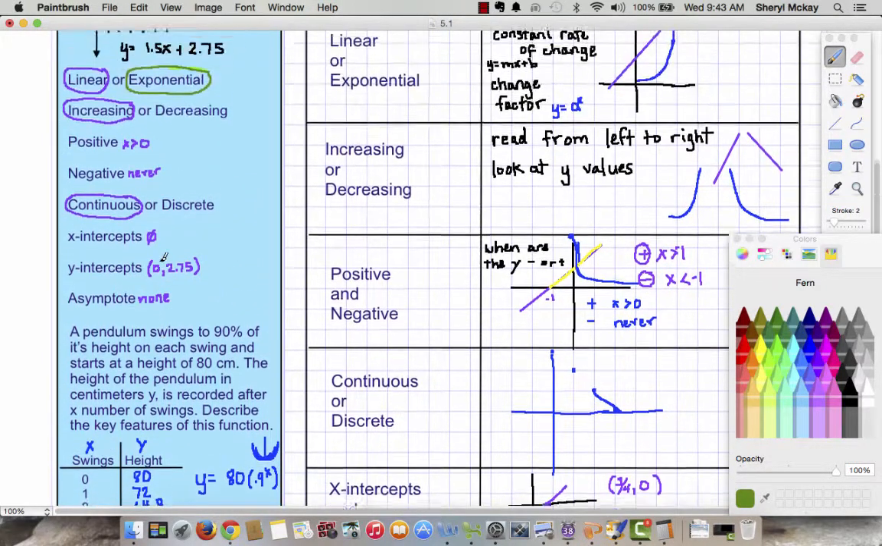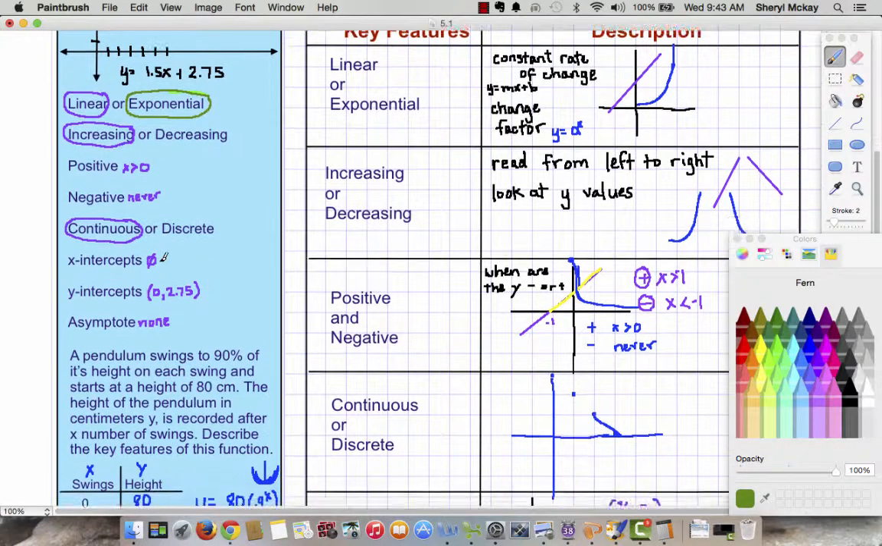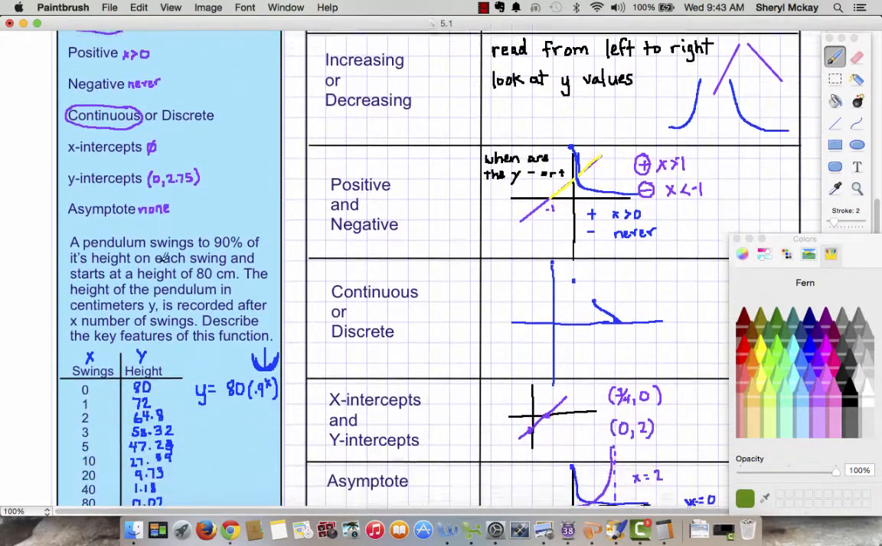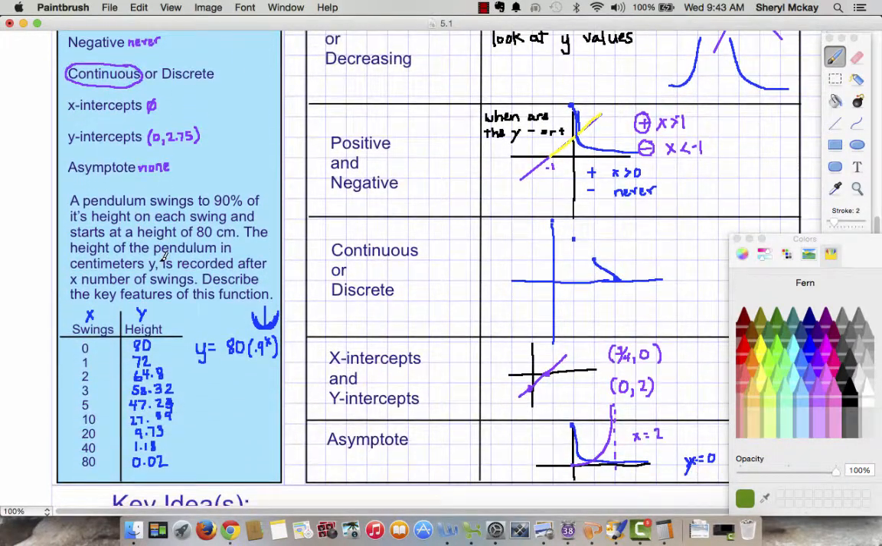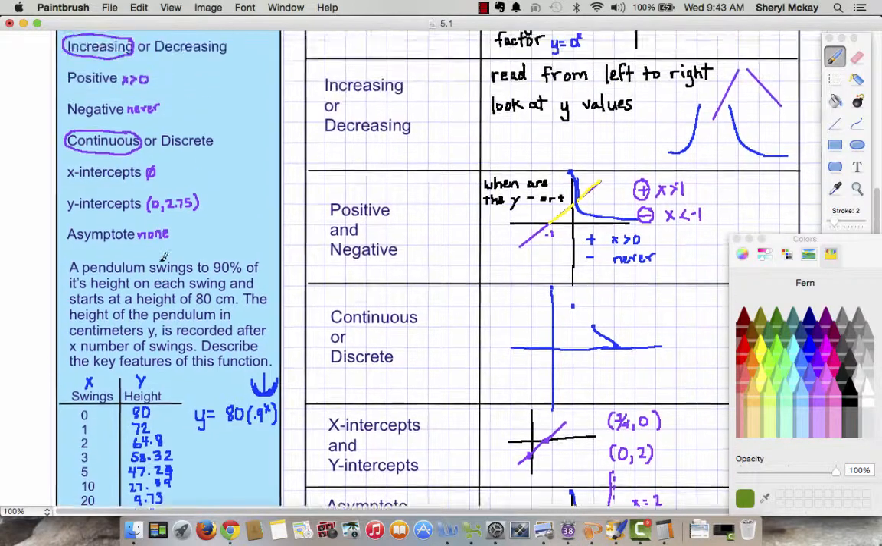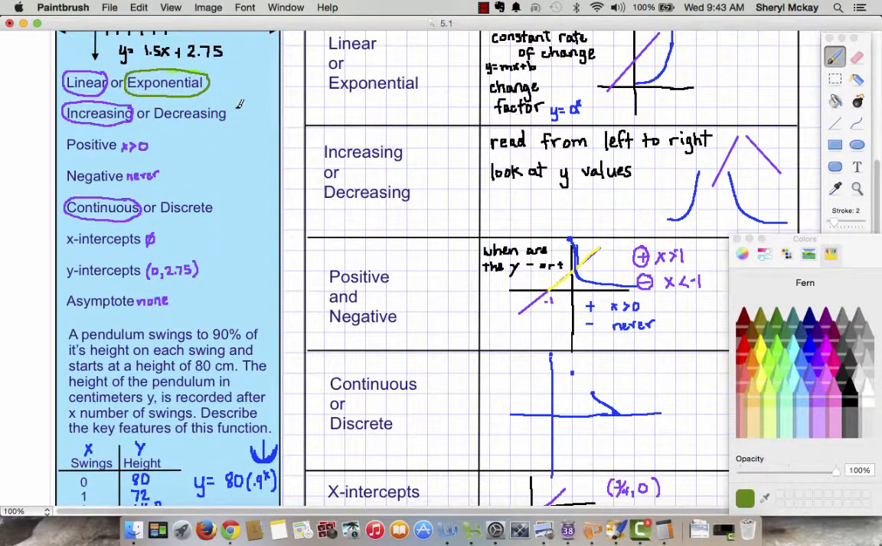All right? Is it increasing or decreasing? Well, let's think about if we were reading it or graphing it. We would have 0 at 80, and then 1 is 72. As we're reading left to right, we're going 0, 1, 2, 3, 5. So our x's are increasing, right? But what is happening to our y's? Our y's are decreasing. They're getting smaller. So this is a decreasing function.